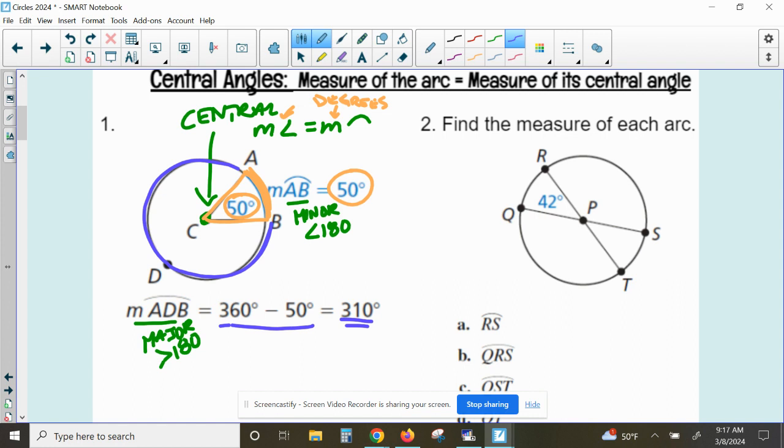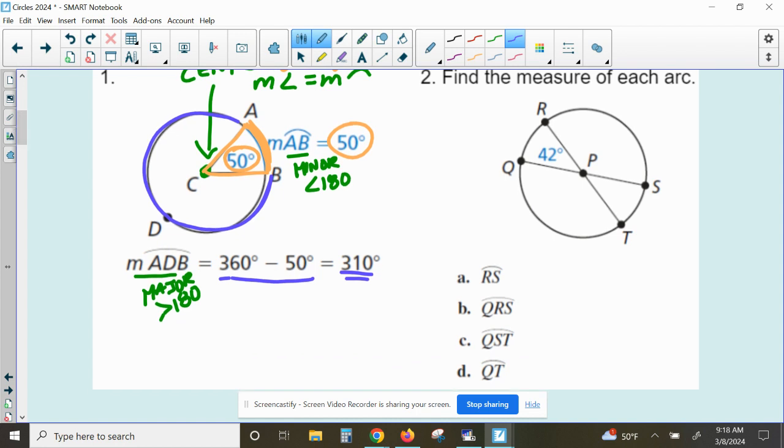Okay, let's look at number 2 then. Now they're going to ask us a couple different things, so you might want to have a couple colors available to you. All right, so let's look at number 2. It says to find the measure of each of these arcs down here. So this is not a multiple choice. This is finding the measure of each one of those down there. So let's look at the picture and fill everything out first. Okie dokie? Let's fill stuff out before we go to answer the questions.